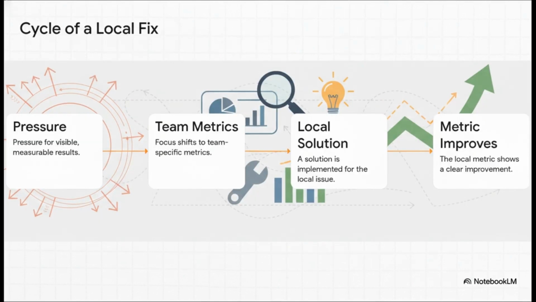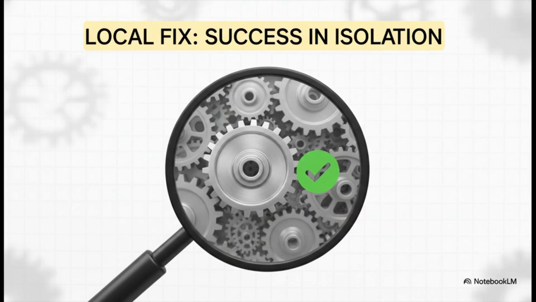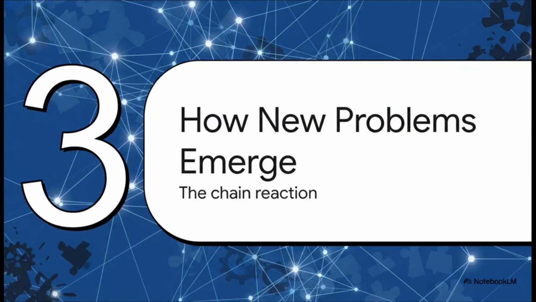And this tends to create a repeatable cycle. First, there's pressure to show some kind of progress. This leads a team to focus on its own specific metrics. They then implement a solution that directly improves those numbers, and sure enough, the local metric gets better. If you look at this situation in isolation, the local fix seems like a total success. The team identified a problem, they took action, and they achieved a measurable improvement in their own area. But this apparent success is often the very point where unintended consequences begin to ripple out across the wider system.